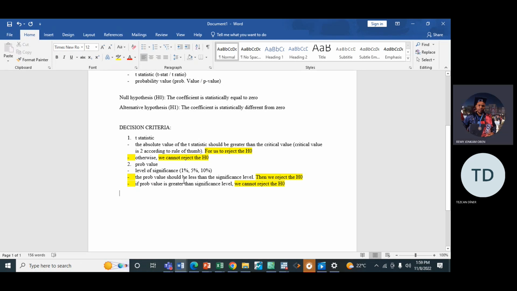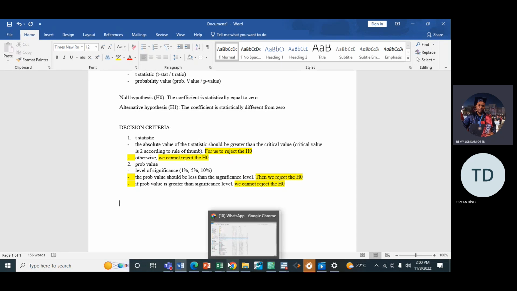These things are very easy to understand. What you should just know is that if you're using T statistic, in order for you to reject the null, it should be greater than. If you're using probability value, it should be less than, right? So with T statistic, it should be greater than. With probability value, it should be less than. Okay, if you have this idea, then I'm going to show you an example.